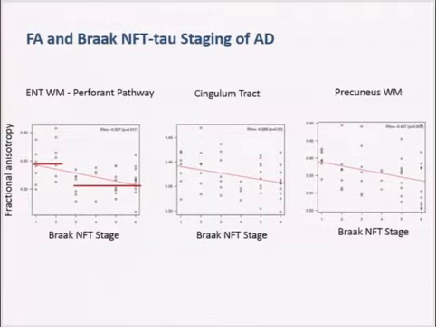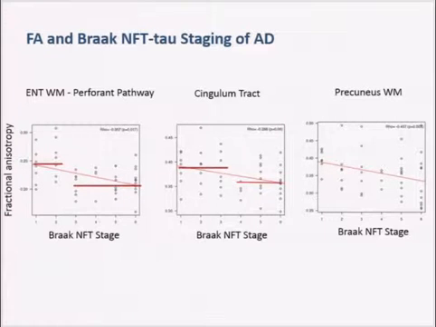When we look at the cingulum tract, we see that at stage 1 to 3, there's not much difference. And then at stage 4 to 6, we see a significant drop there. And that's also expected because at Braak stage 3, the pathology starts to get out of the hippocampus into the paralimbic cortex. And that's where the cingulum that carries those fibers to the paralimbic cortex, the cingulate gyrus, appears to be affected.